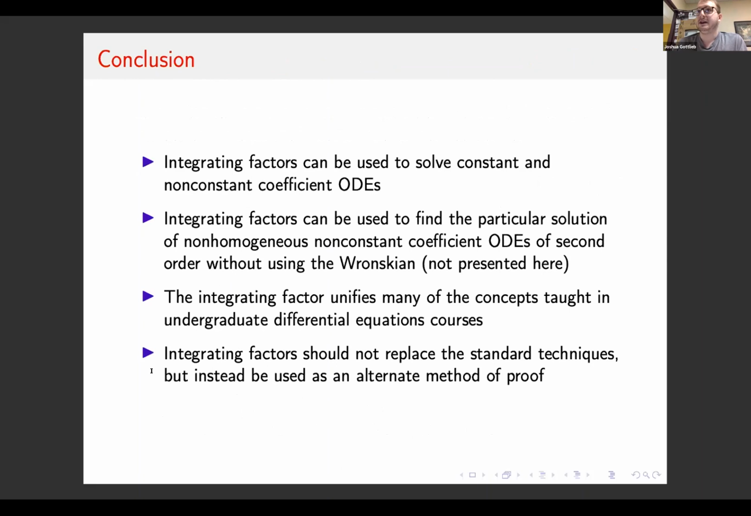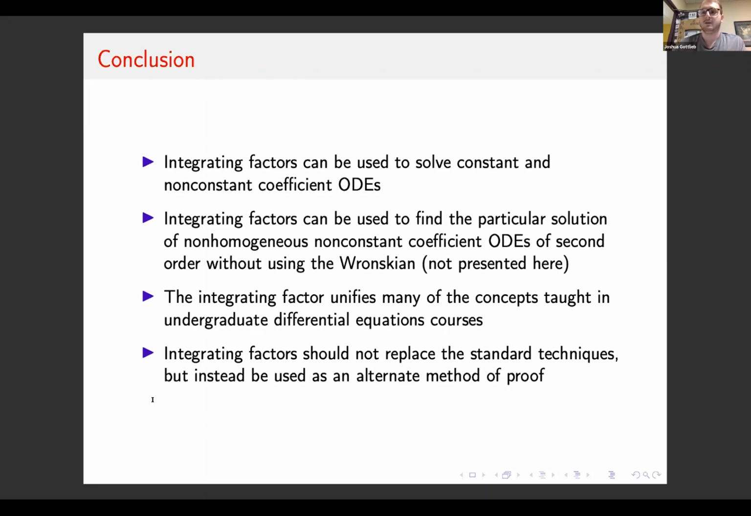So to conclude, integrating factors can be used to solve both constant and non-constant coefficient ODEs, which makes them very versatile. They can also be used, although I didn't cover it here, to find the particular solution of a non-homogeneous, non-constant coefficient ODE of second order without having to use the Wronskian, so we don't have to appeal to linear algebra.